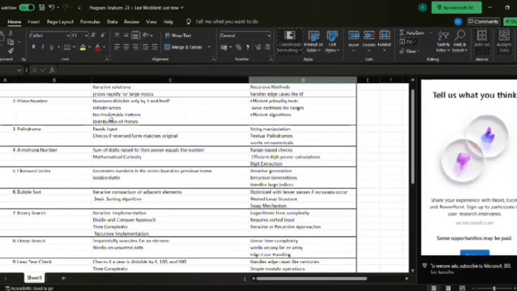3. Palindrome. Reads the same forward and backward. This is the core characteristic of a palindrome, applicable to both strings and numbers. String manipulation. Palindrome checks often involve manipulating strings or numbers to compare them in reverse order.